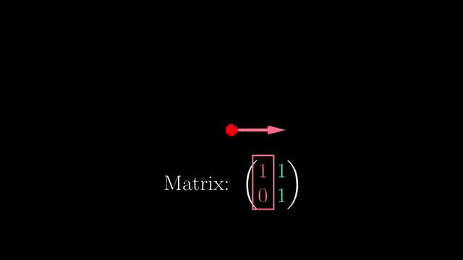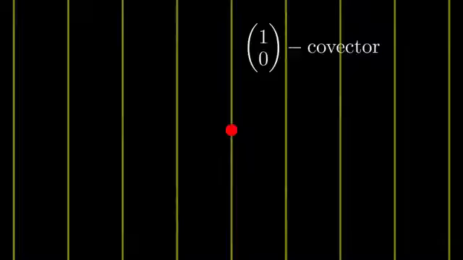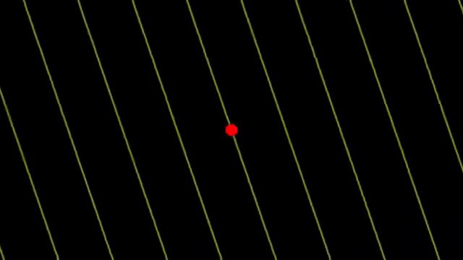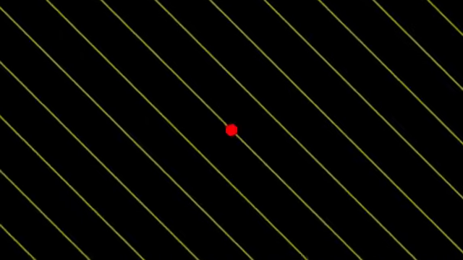The original right shear has the matrix 1, 1, 0, 1 because the 1, 0 vector stays put and it is still 1, 0 after the shear, but the 0, 1 vector has sheared to the 1, 1 vector. Compare this with the transpose. This is the 1, 0 covector. The so-called left shear transforms such a covector to this one.